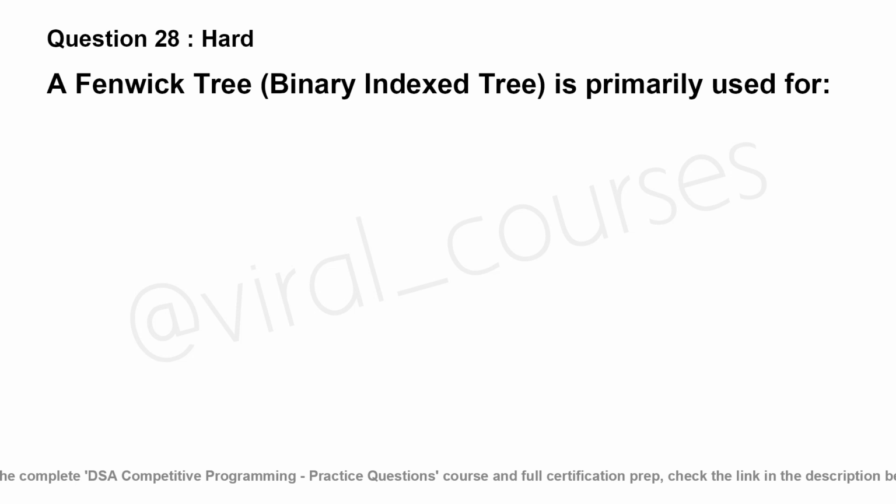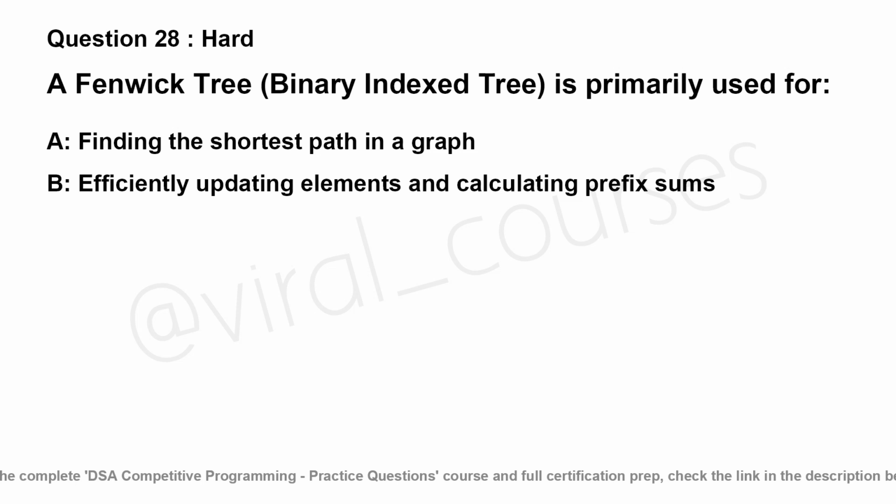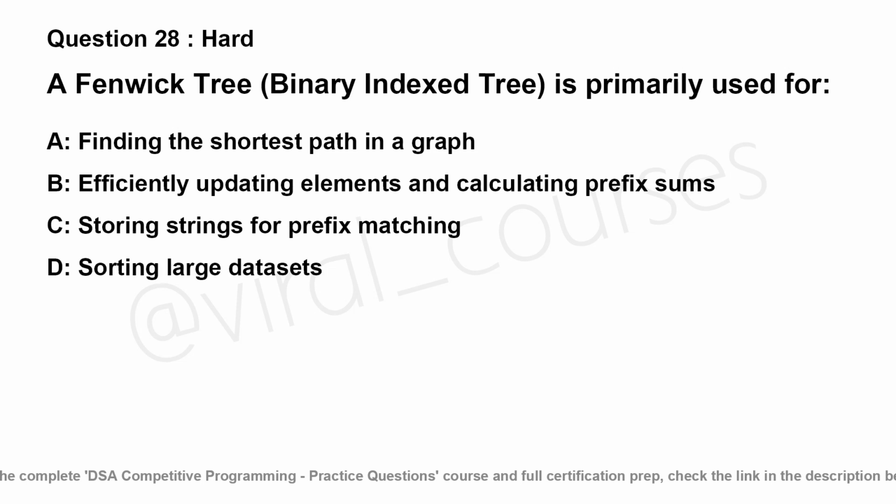A Fenwick tree, binary indexed tree, is primarily used for: Option A. Finding the shortest path in a graph. Option B. Efficiently updating elements and calculating prefix sums. Option C. Storing strings for prefix matching. Option D. Sorting large datasets.